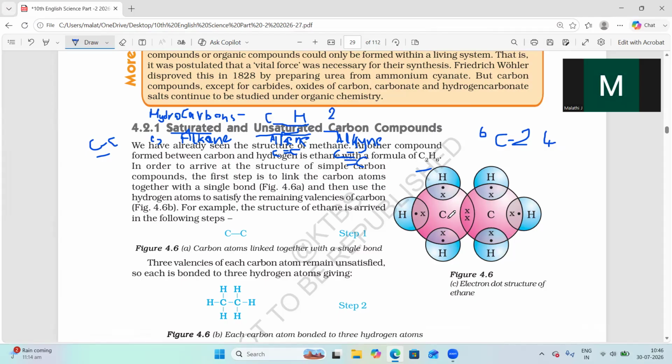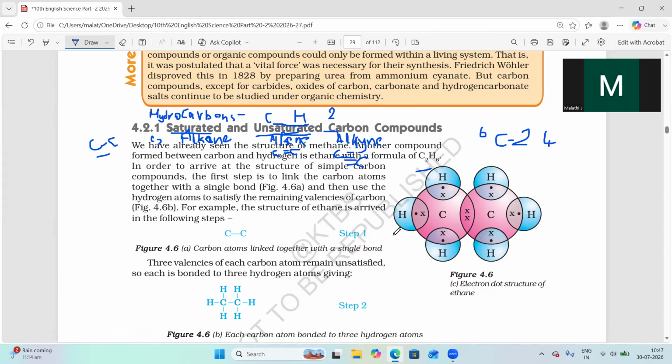Here there is one bond from 1 electron of this carbon and 1 electron of this carbon. Again, each carbon requires another 3 hydrogen atoms. Each hydrogen atom has 1 valence electron, and you should combine these. You should circle how the covalent bond formation takes place: one electron from carbon, one valence electron from hydrogen. Like that you should circle it.